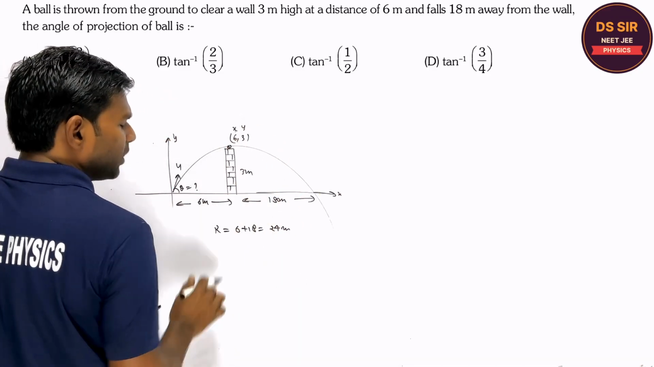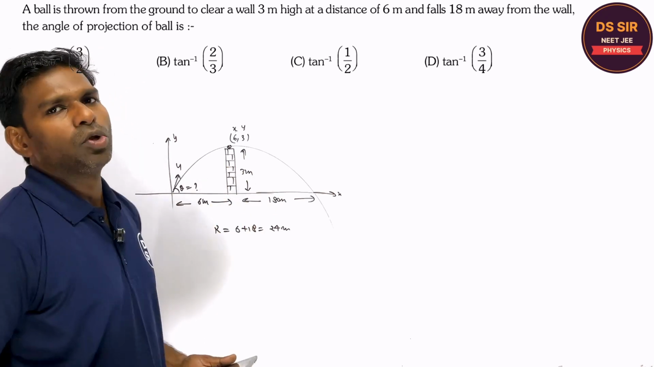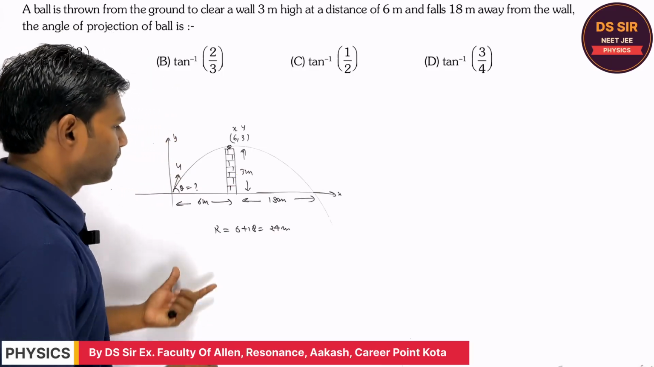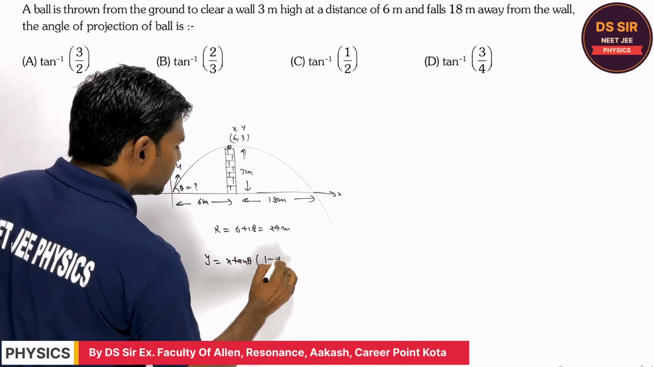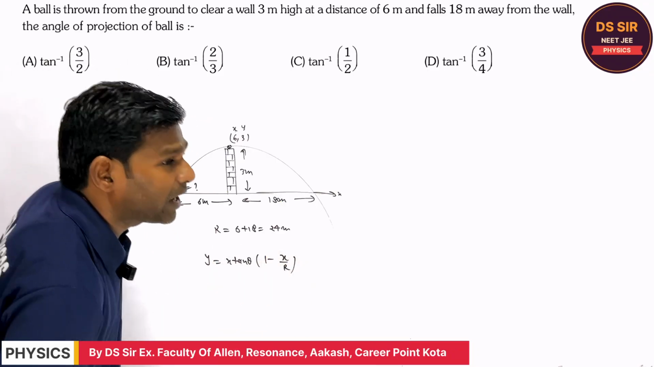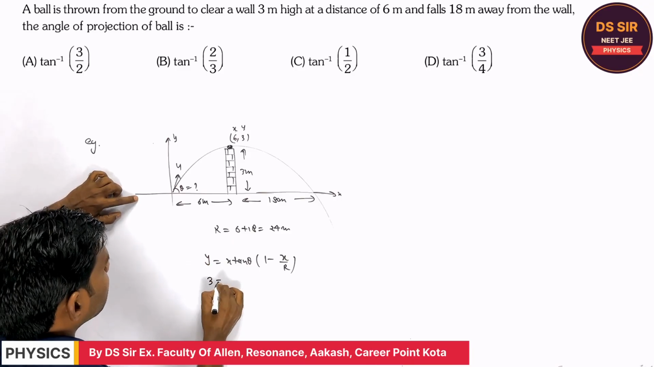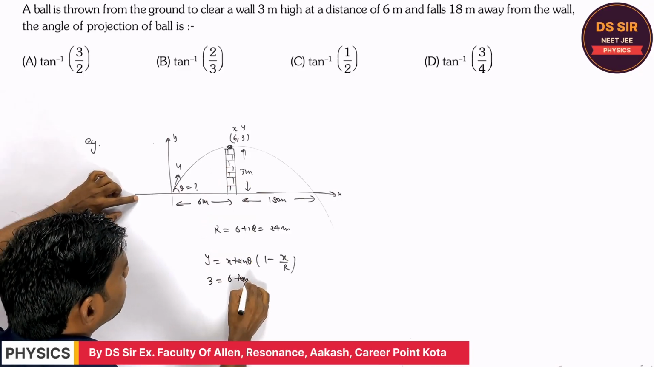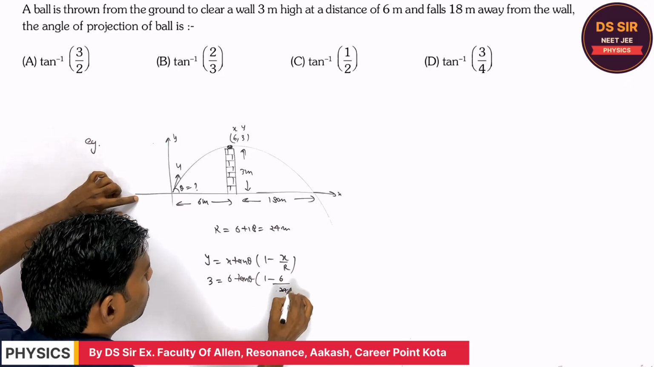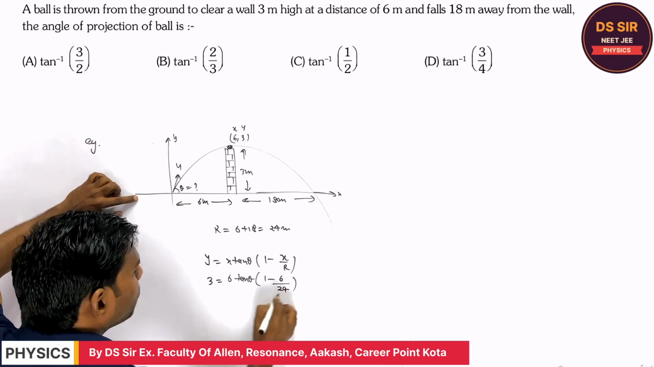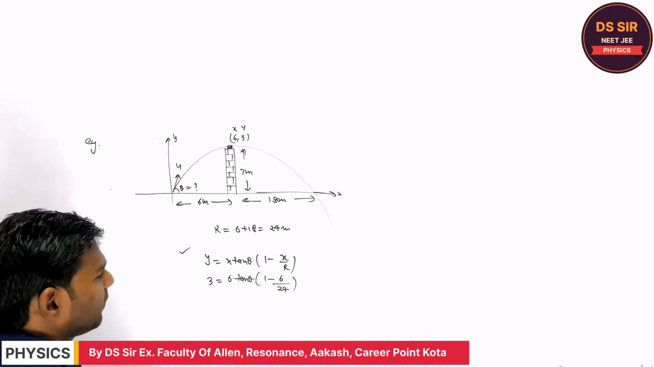The x coordinate and the y coordinate, we know this very well, right? So which equation of trajectory are we going to use here? You tell me. The second equation, y = x tan theta (1 minus x upon R). I will use this. Why? Because at this point y is 3, x tan theta (1 minus 6 upon 24), and the range is 24. Is it clear or not? Because the speed is not given and theta has to be found, so I will use this form of the equation of trajectory.